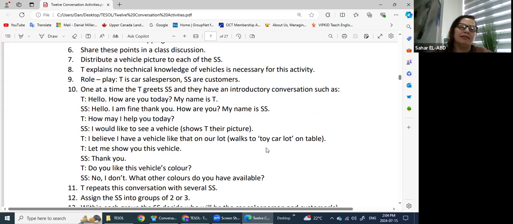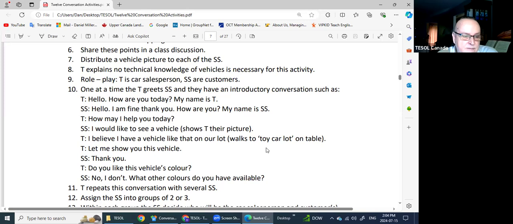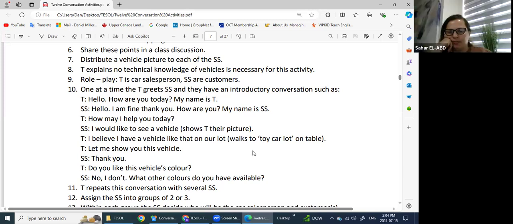Same as here in the lesson plan, we usually don't write teacher and students. We just write T for teacher and SS for students. Yes, that's right. Exactly. Short form. Yes.